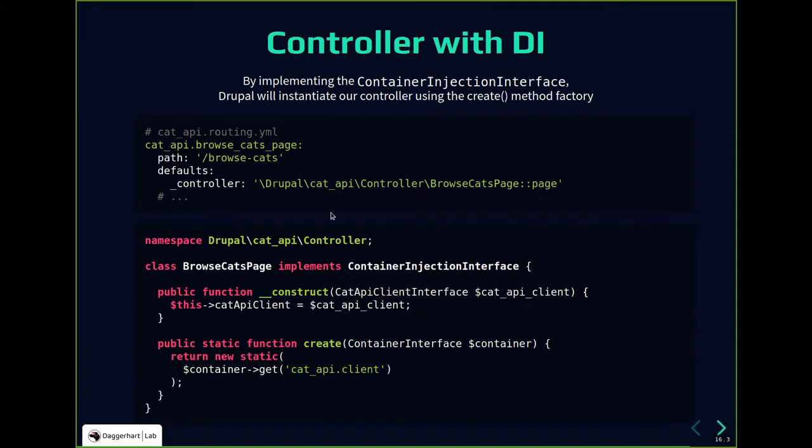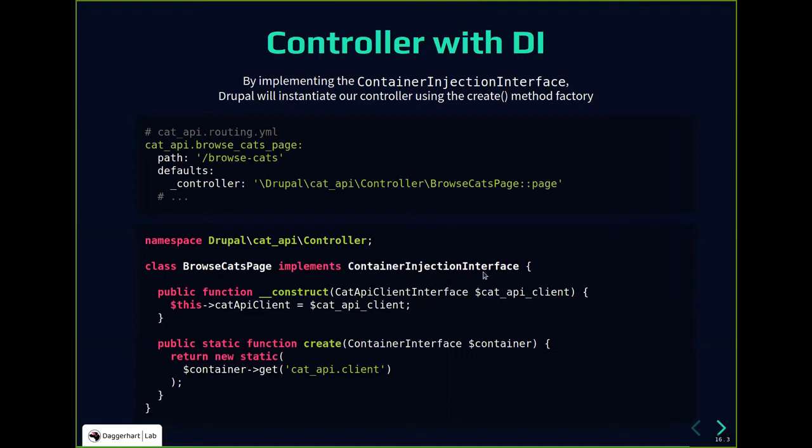Okay, let me try to restate that because that was really jumbled. I've defined a new route at browse cats, and this new class I wrote called browse cats page is going to handle that route. It's going to deal with requests that are sent to that URL. So I write my class and say that my class implements the container injection interface, which means it has a static public function on it called create. It has a method factory, and this create method accepts the entire container. The implementation of this method is to return a new instance of itself, a new instance of browse cats page, and pass in as the first parameter of the constructor a service from the container called the cat API client.